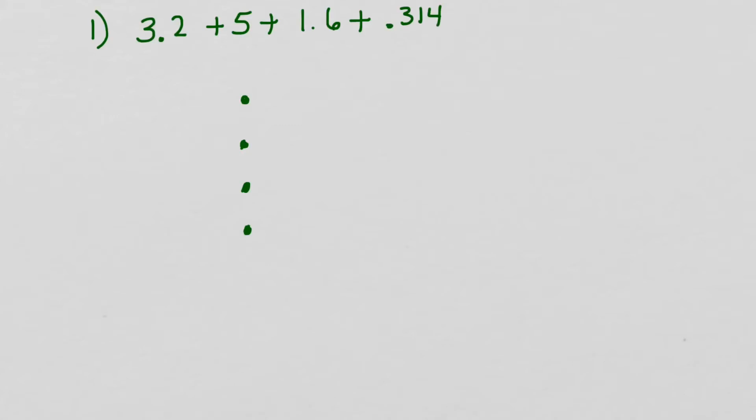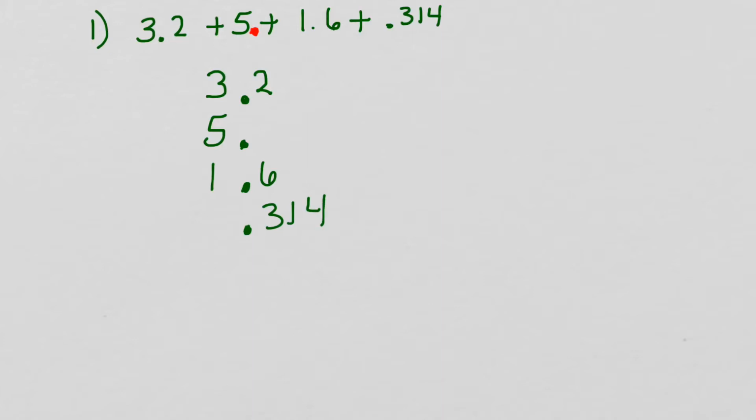When we add decimals, it's very important that we line up the decimals when we add them. So you'll notice that I have my decimals lined up and I'm going to fill in my numbers. So the first number is 3.2. The second number you'll notice is a 5 and it doesn't have a decimal. So when we don't have a decimal written in, we know that it is behind the number. So we're going to put the 5 in front of the decimal. And then 1 decimal 6 and decimal 314.